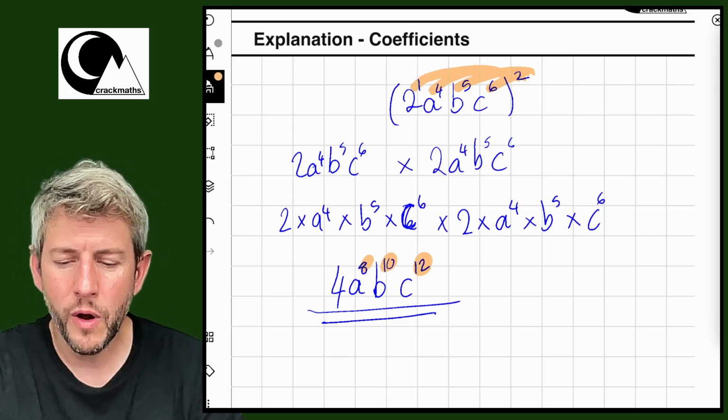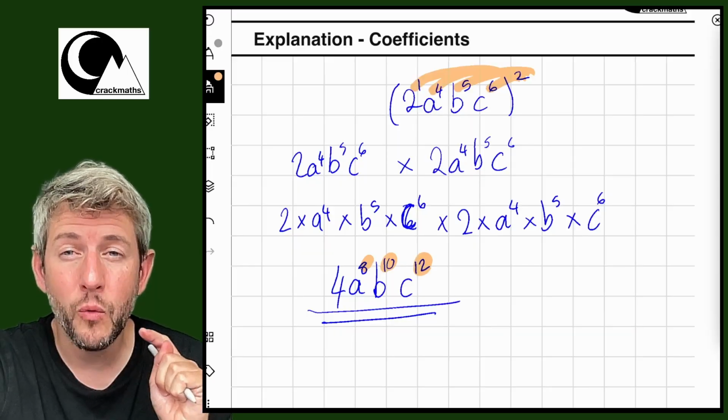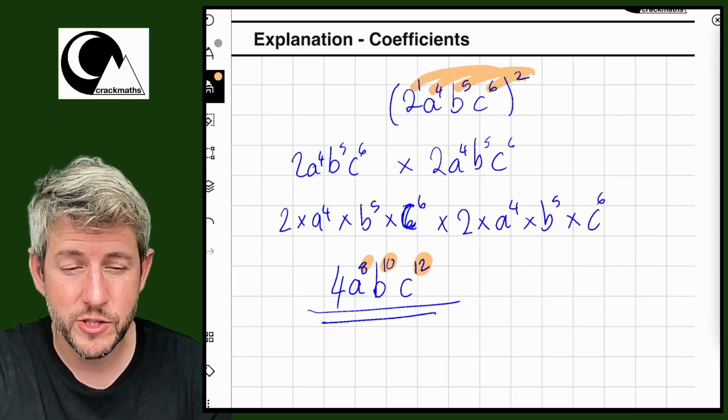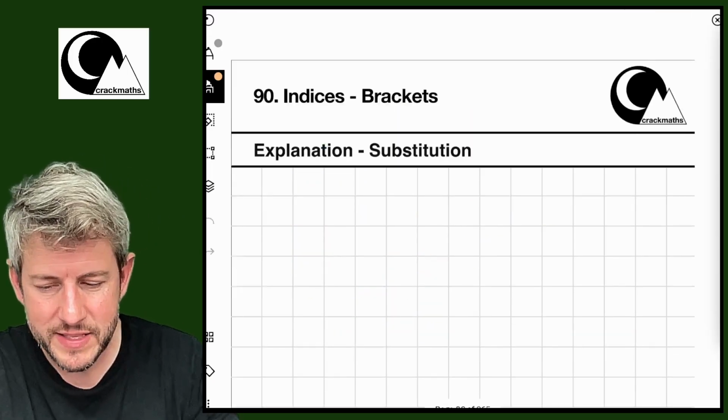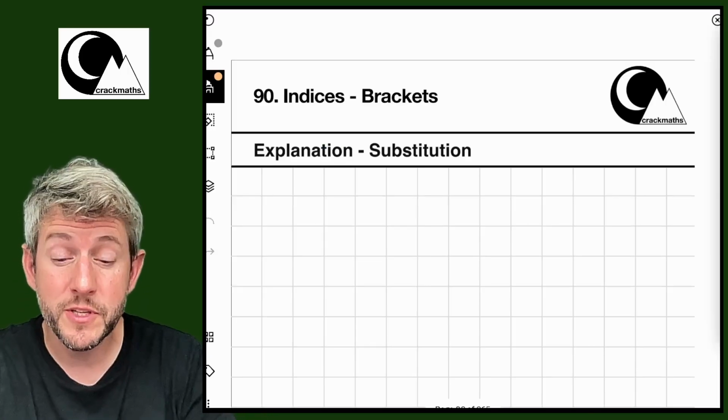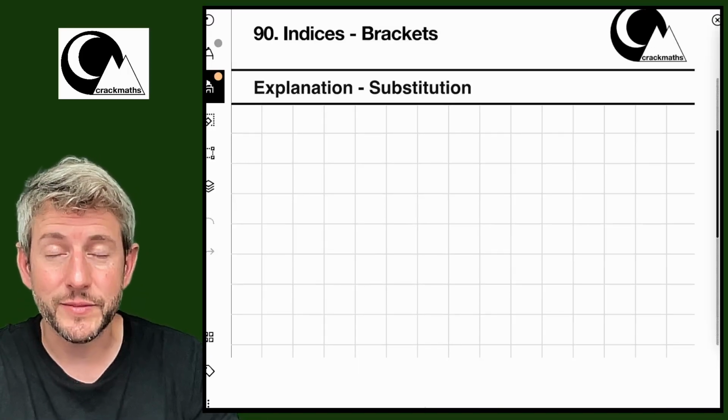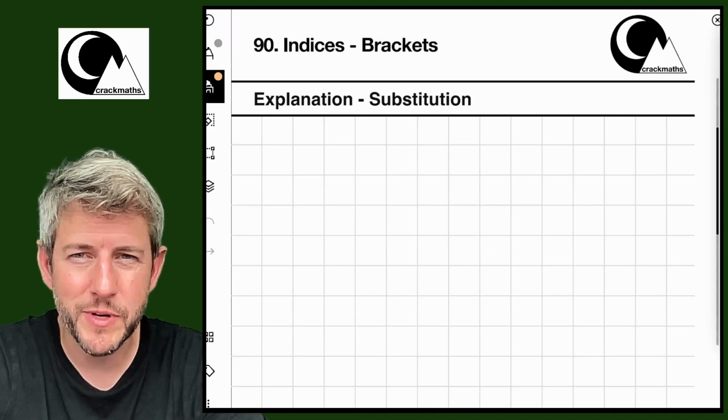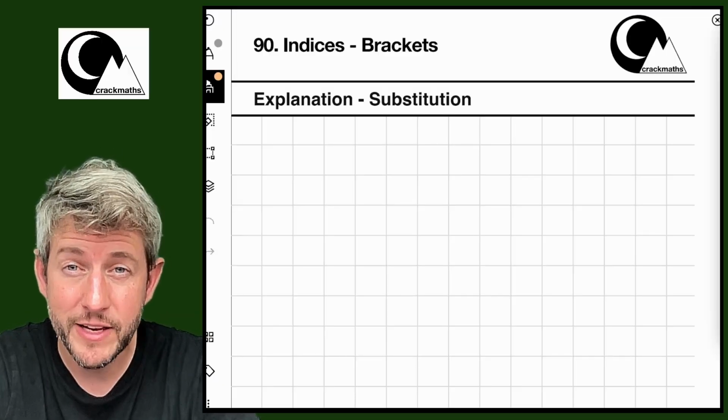Okay, cool. Right, let's have a look at one last thing with this topic, and then we'll do the questions from the start. And that last thing to do is actually substitution. And this is one of the most tricky subjects, I think, that appears in Foundation GCSE.